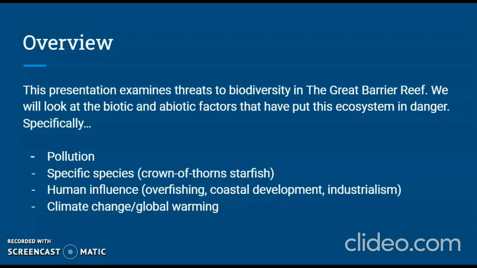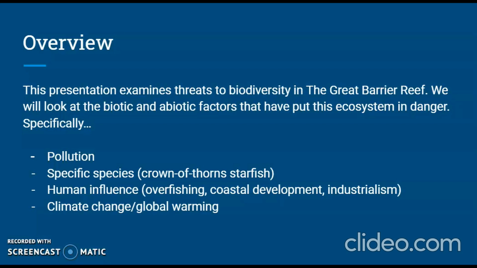As an introduction, this presentation examines threats to biodiversity in the Great Barrier Reef. We will be looking at the biotic and abiotic factors that have put this ecosystem in danger. In particular, the first part which we will delve into is about pollution and its effects. Here we will be talking about the different types of farm pollution, chemical and sedimentary, and how it may harm the Great Barrier Reef. We will also be discussing what can be done about it.